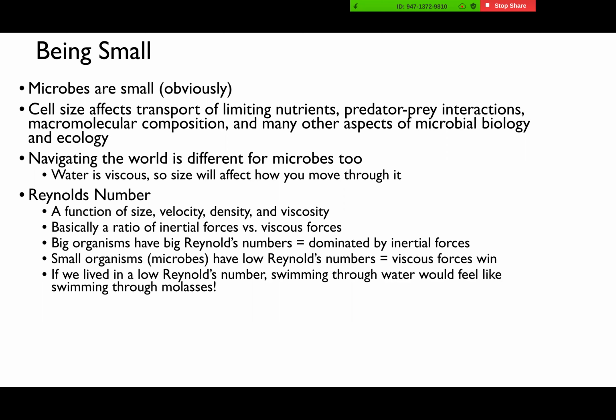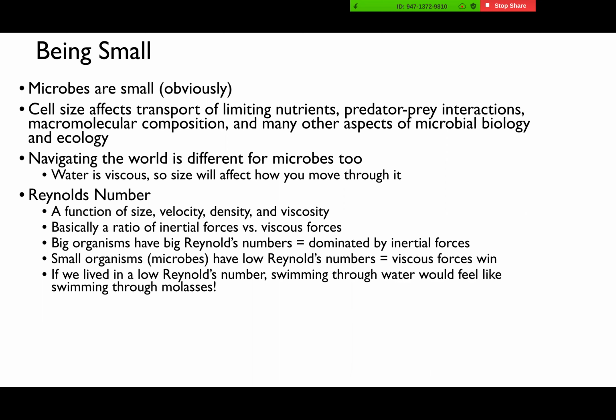Now, microbes themselves are very, very small, which is obvious from their name. Cell size, as we've discussed, affects the transport of limiting nutrients. It also affects predator-prey interactions, macromolecular composition, and many other aspects of microbial biology, as well as their ecology. And navigating the world is different for microbes too. One of the ways microbes experience this, and it's kind of a weird thing to think about, is that how microbes navigate water is very, very different than it is for us.